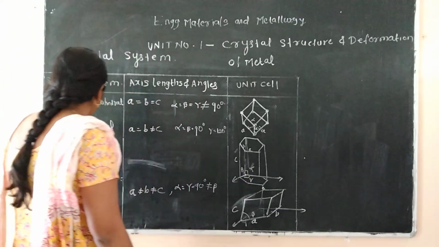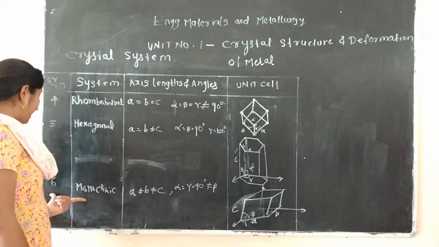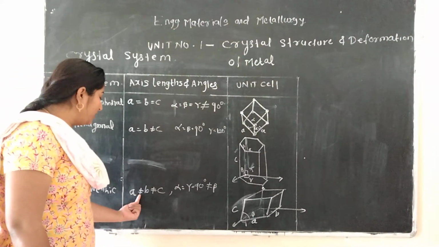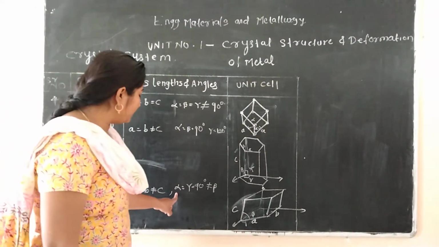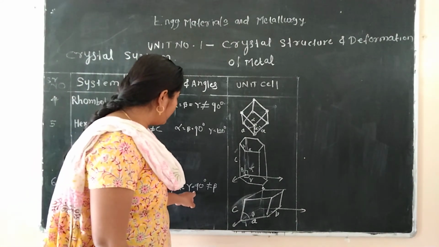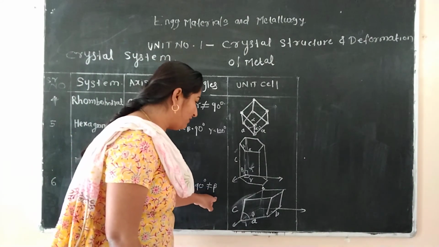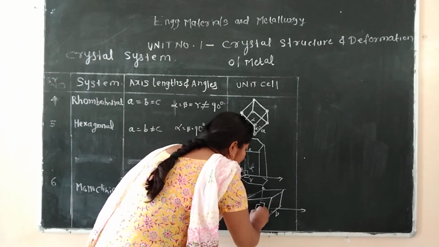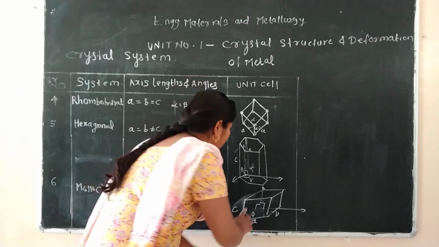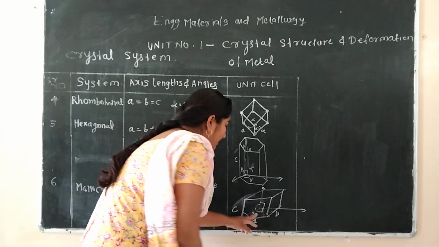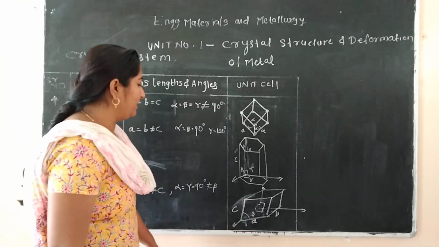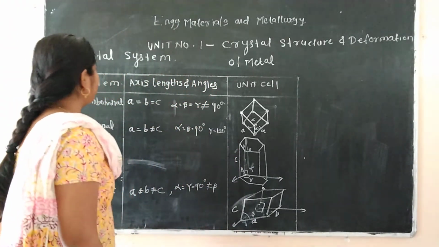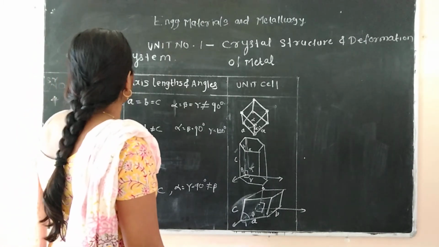In a similar way, the second last is monoclinic, where a is not equal to b is not equal to c, alpha is equal to gamma is equal to 90 degrees, but beta is not 90 degrees. So both alpha and gamma are 90 degrees but beta is not 90 degrees over here. We can see in the diagram. This is the sixth type of crystal system.